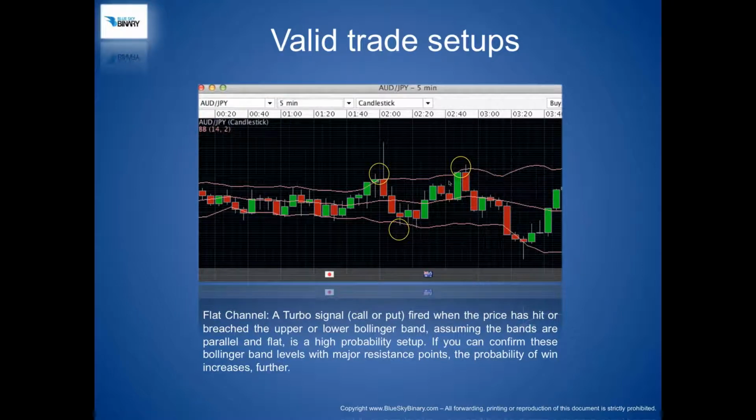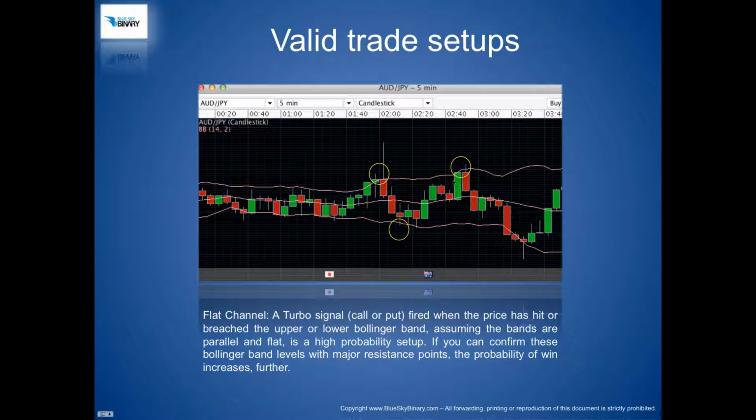Now, if you can confirm these Bollinger Band levels with major resistance points as well, if you have the time, you might not always have the time, then the probability of win increases further, right? So if this is far away from a resistance point, there is still a chance that the signal may lose. If it's coinciding with a resistance point, whether it's a technical resistance or a psychological resistance level, then you're probably going to expire in the money.